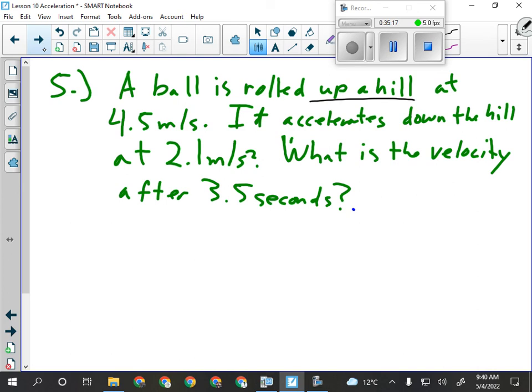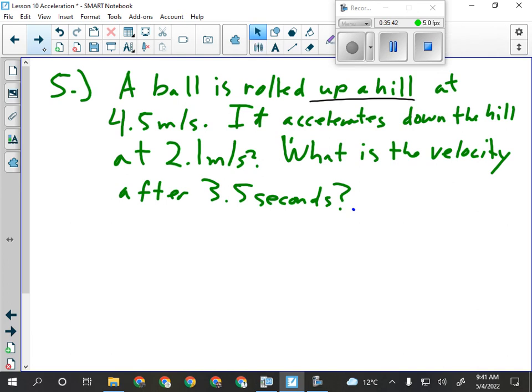The ball was rolled up the hill. It's accelerating down the hill. What do I have to do about my directions? Some of them have to be negative. You can decide whether up the hill will be negative or positive. That's entirely up to you. Down is usually negative. I'll give you a little bit of time on that one.